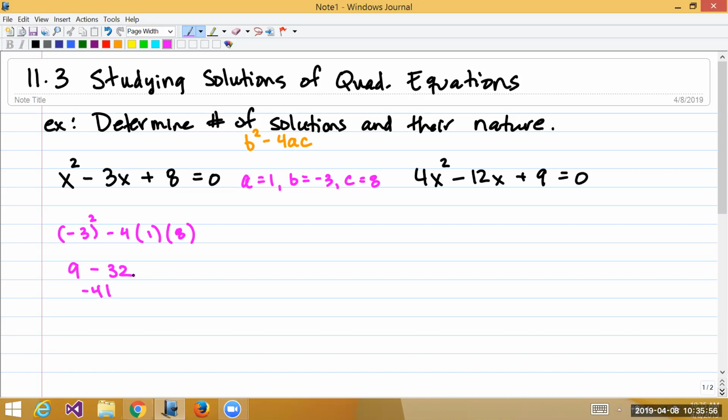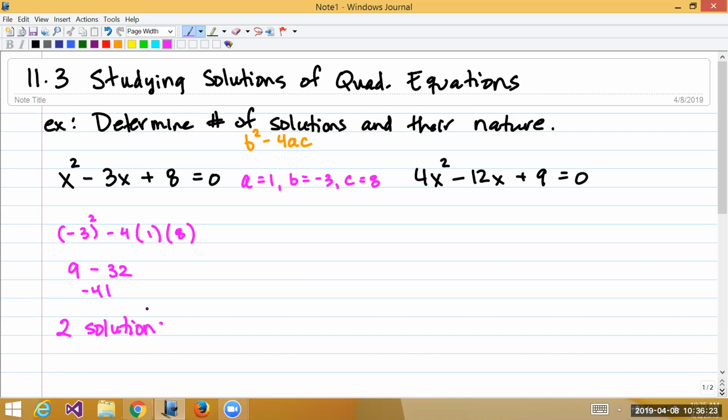Based on what the discriminant is, we'll know the number of solutions, and we will know their nature. Because this is not 0, that implies that the square root term actually exists, meaning it does get added and it does get subtracted. So we have two solutions.